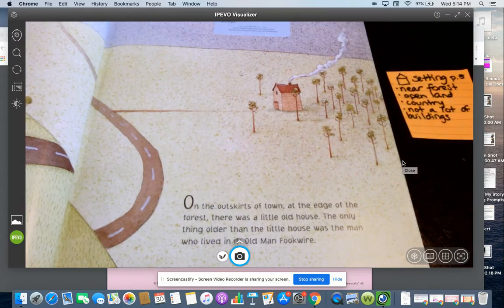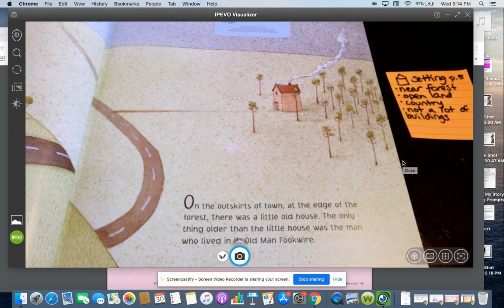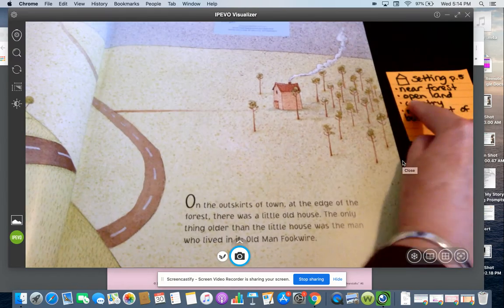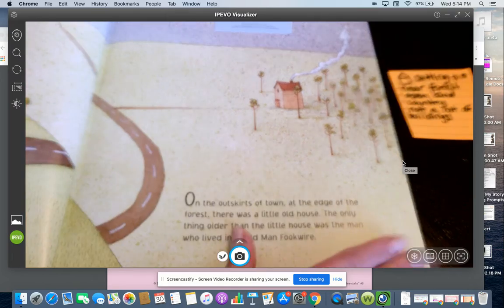If you are reading a book in Raz Kids or a book on the computer and you open up the text tool, you can open up a text box and you can write down the things that you notice about the setting.